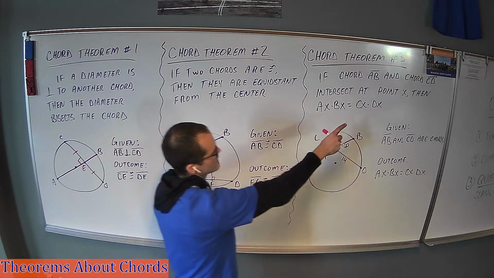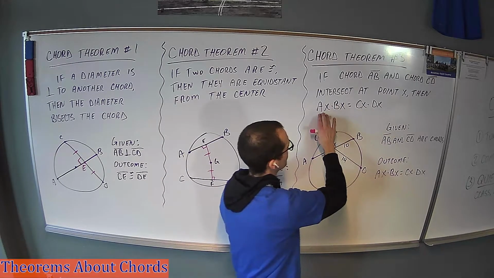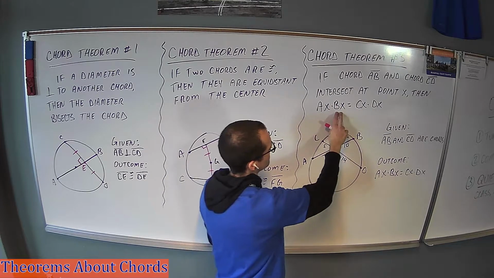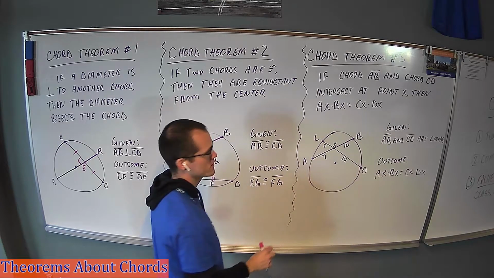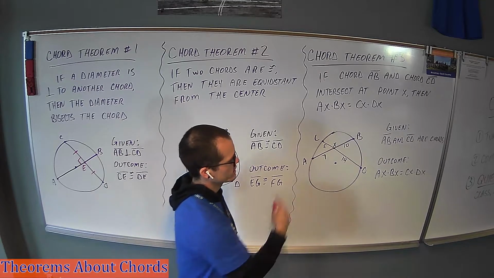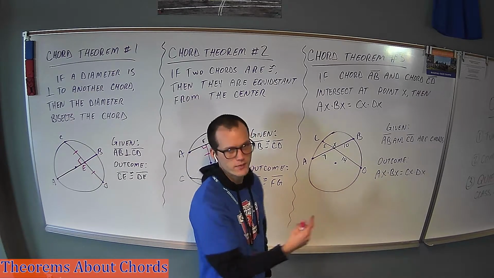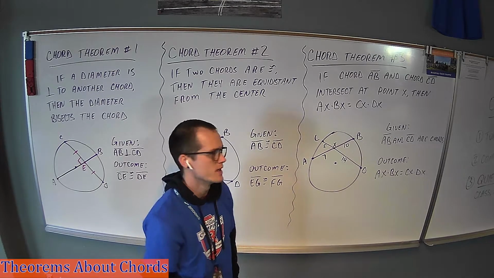So if that's the case, then the product of AX and BX is the same as the product of CX and DX. Yikes, all of a sudden we're doing algebra. So let's look at an example of what's going on here. This one I even attach numbers to just to make sure it makes sense.